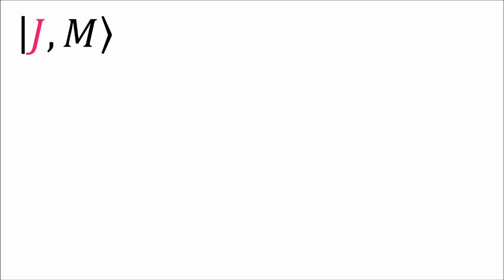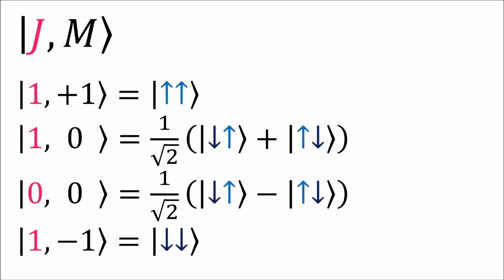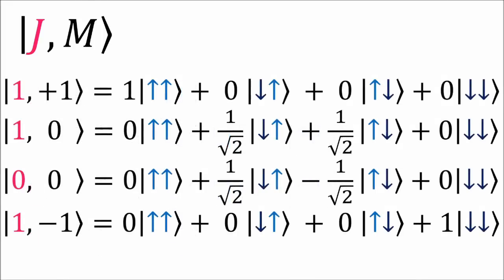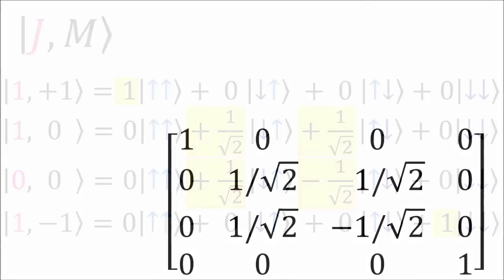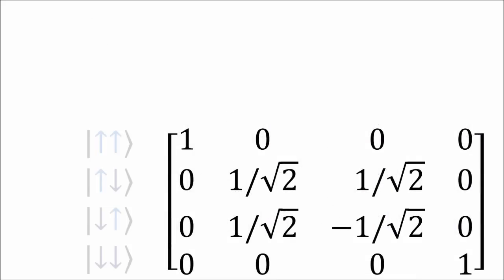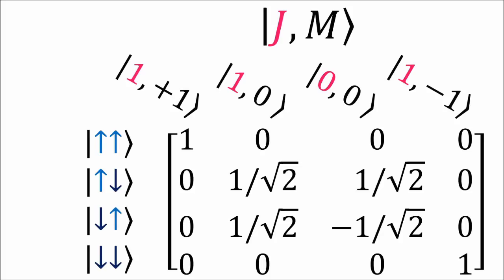So the irrep basis states can all be written out as linear combinations of the tensor product basis states. If we include the terms with 0 coefficients, we get 16 coefficients in total. We can arrange all of these coefficients into a matrix, with the tensor product states arranged on the side and the irrep basis states arranged up top. A given column tells us which coefficients are needed to build up that column's irrep basis state.